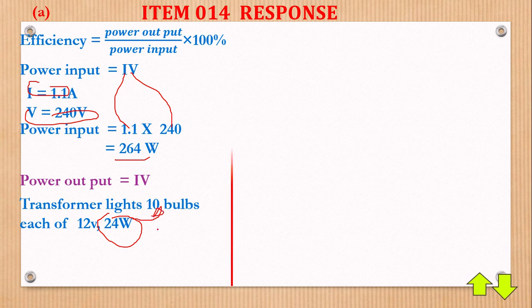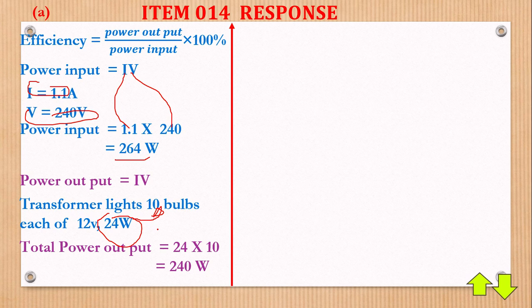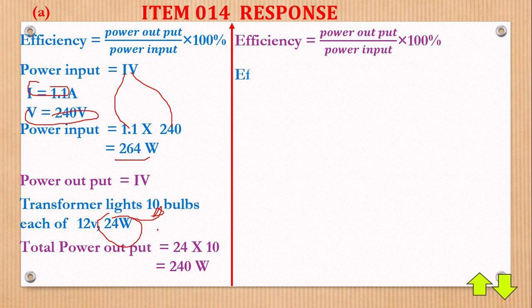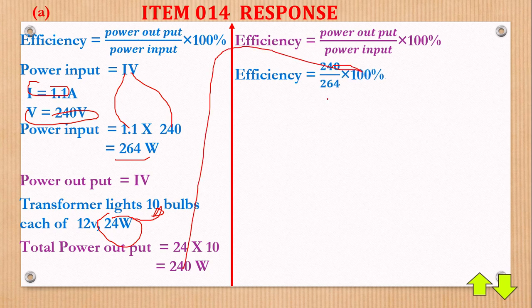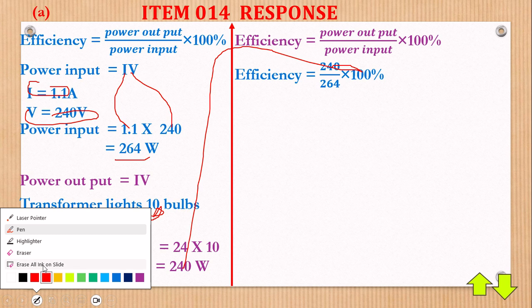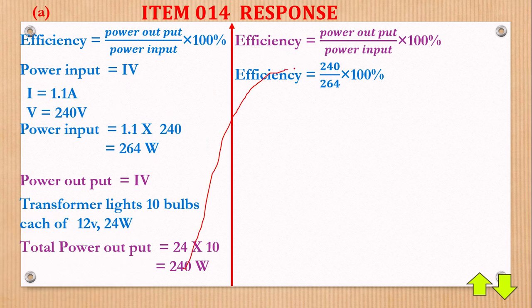We shall now say that total power output is equal to 24 times 10, and that will give us 240 watts. Then again, we shall remind you of the formula of efficiency, which is equal to power output over power input, times 100. So next, we just do the substitutions. The 240 goes up right there, and the 264 power input goes right there. Next, use a calculator to press. You realize that you get 90.9%.